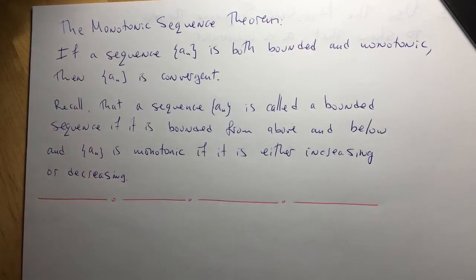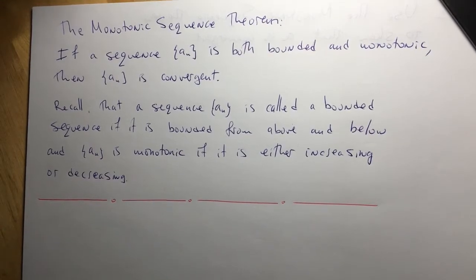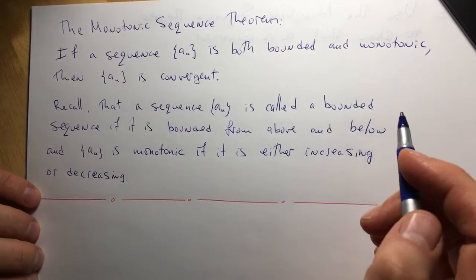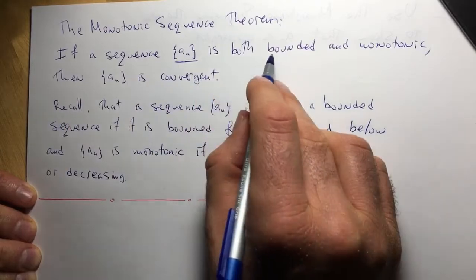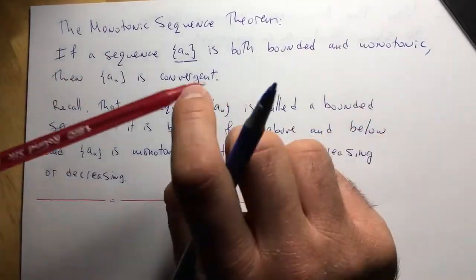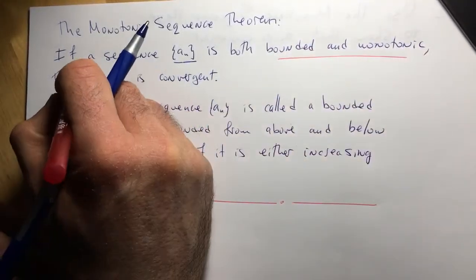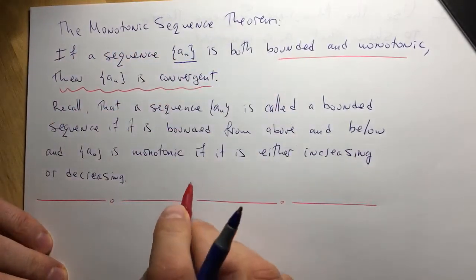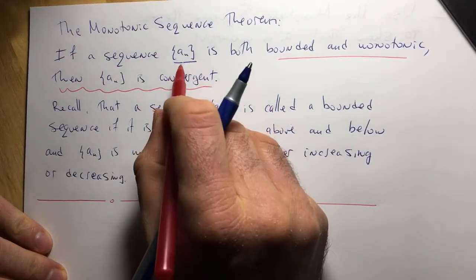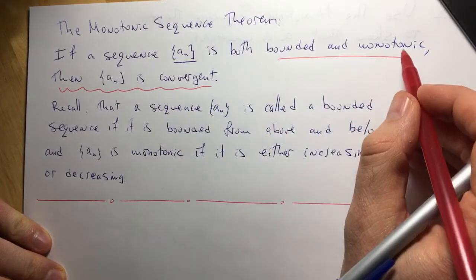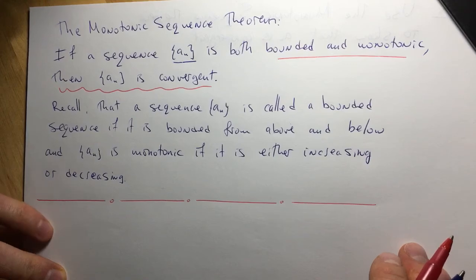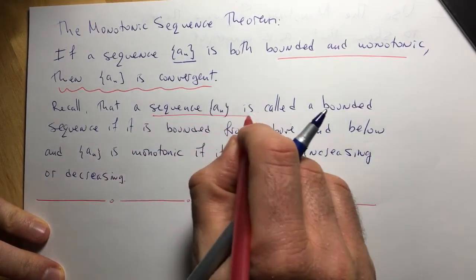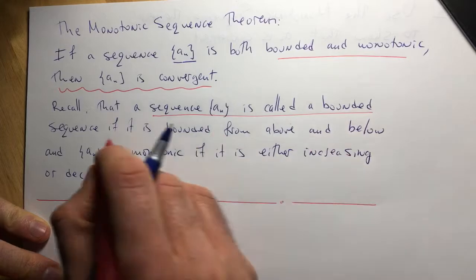We will finish section 11.1 with two examples dealing with the monotonic sequence theorem. And just to remind you, if a sequence is both bounded and monotonic, then we know that that sequence is convergent. So if you can prove that the sequence AN is bounded and monotonic, then right away you can conclude that that sequence is convergent.